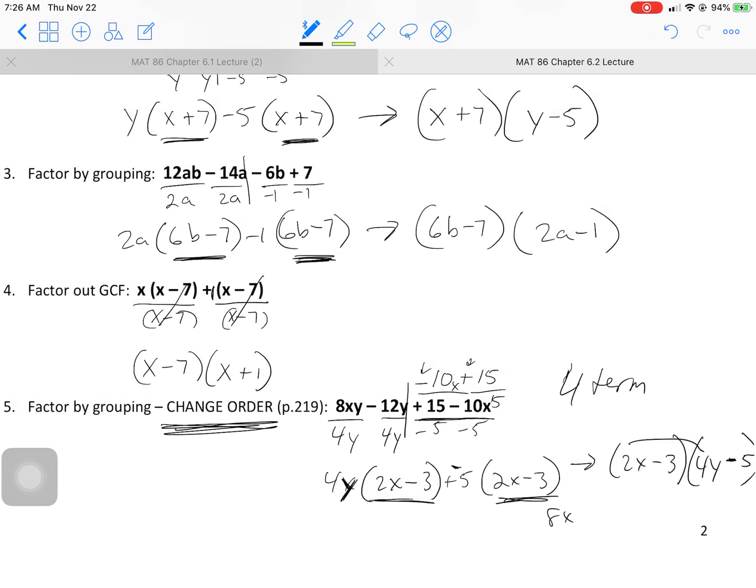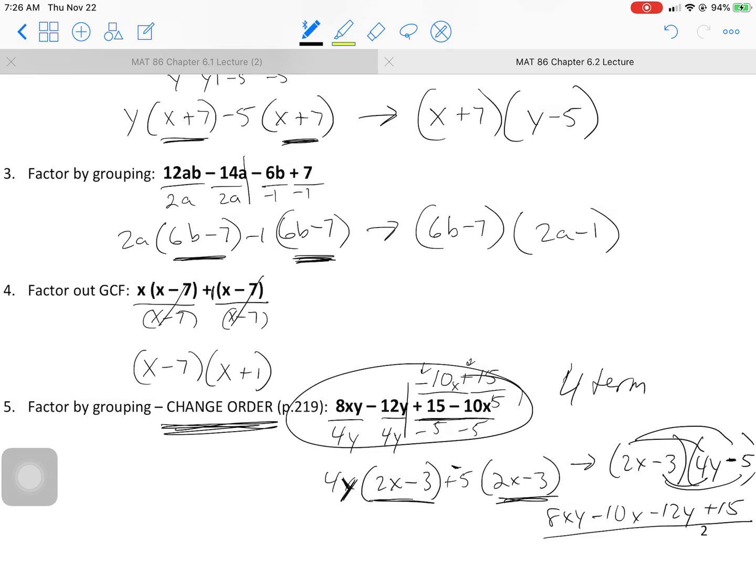That is 8xy minus 10x minus 12y plus 15. And if you look up there, you will see every one of these numbers in a different order, but that's okay as long as they're there. Okay?